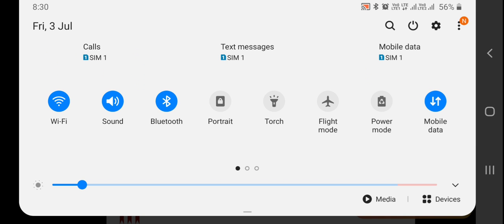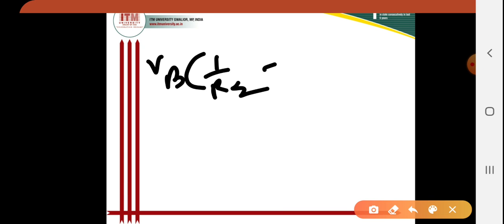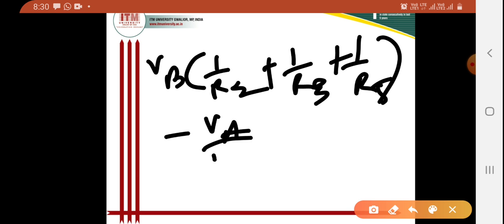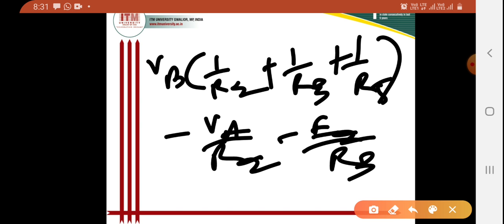So after simplifying, I can write the equation as VB all into 1 by R2 plus 1 by R3 plus 1 by R5, minus VA by R2 minus E2 by R3 is equal to 0.